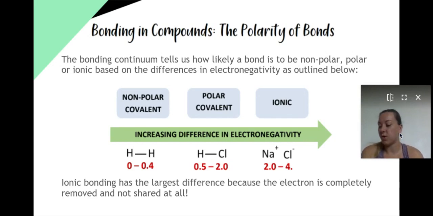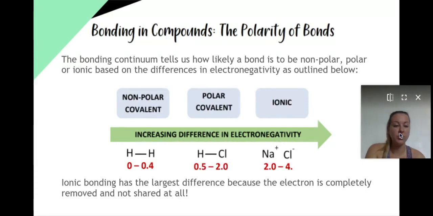So, at the top of page 3 then, you have this bonding continuum. And that tells you how likely a bond is to be non-polar, remember that's pure, polar covalent, or ionic. And it's based on the differences in electronegativity. So non-polar covalent or pure covalent has the lowest difference in electronegativity, from 0 to 0.4. Next up, a wee bit higher, we have polar covalent, where there is a difference from 0.5 to 2.